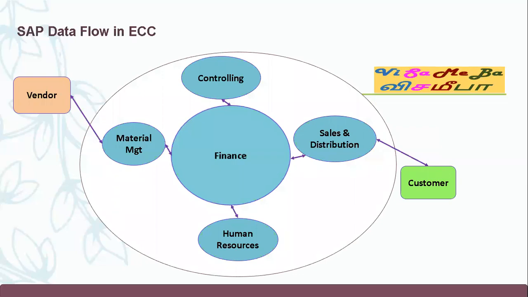Let's see how the SAP data flow happens in ECC. We have 2 external entities, which is the vendor and the customer. Okay, they're external to the SAP system. So the vendor comes to supply raw materials or services to the organization, whereas the customer comes to buy the organization's product or use the services of the organization.